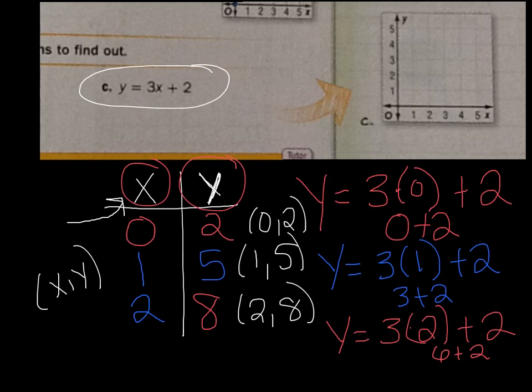Now that they're in ordered pairs, I can graph them on this graph. So I'm going to graph 0, 2. I'm going to graph 1, 5, and 2, 8 is going to be way off the graph somewhere up here. I connect my dots with a line, and I'm done.